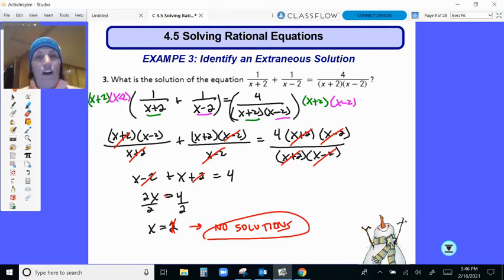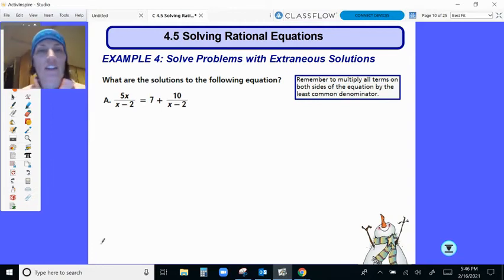Okay, all right, let's go into this one. What are the solutions for this one? Now notice this 7 doesn't have a denominator. So remember, these are just always over 1. Don't let that freak you out, okay? My only common multiple is going to be x minus 2. So I'm just going to multiply both sides here by x minus 2, and this whole side by x minus 2.